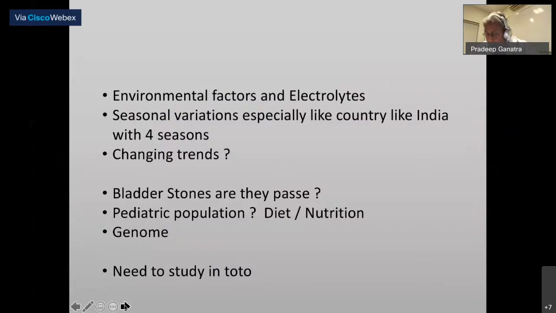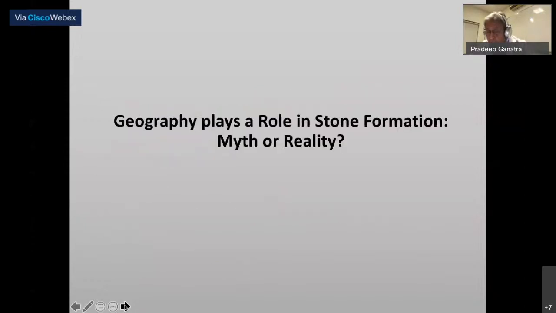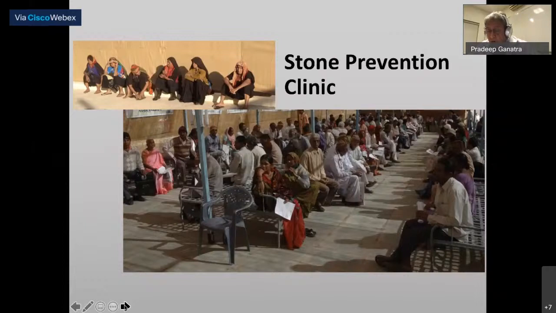As Brian said, the progress in genomic studies and molecular studies are also being attempted. So, the point to make is the role of environment and geography is surely not a myth. If such studies, with the starting of a stone prevention clinic, can alleviate the agony and pain of the waiting people like this, it would be hard work worth everything.